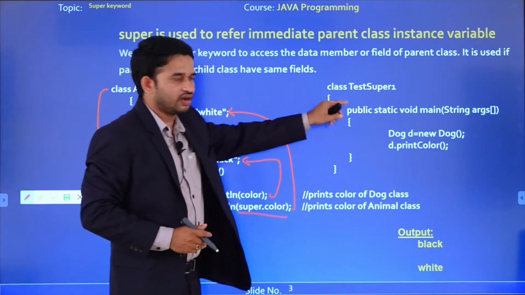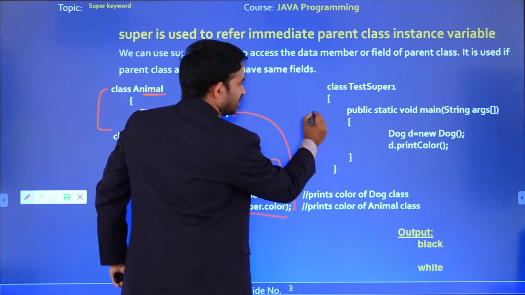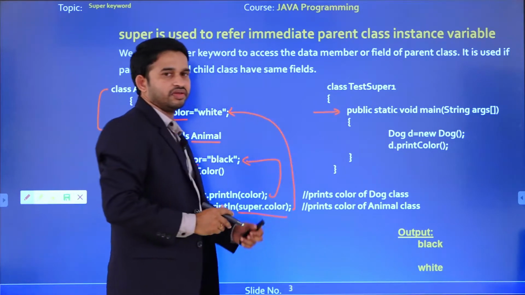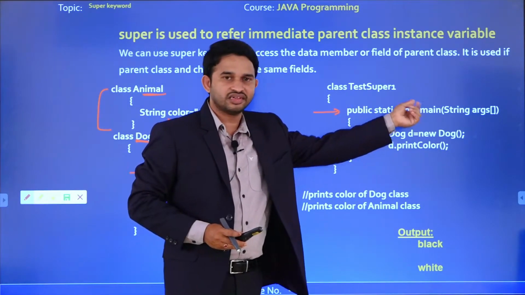One more class I declared here. What is the class here? Class TestSuper1. Inside this I am declaring a main method. How to declare a main method? We have a syntax, right? What is the syntax? public static void main(String[] args).